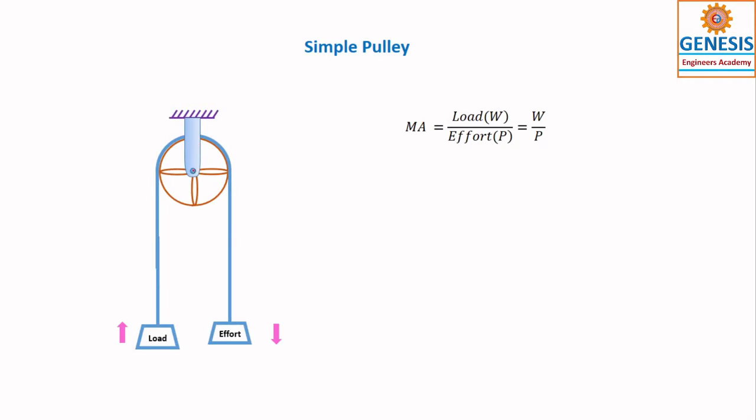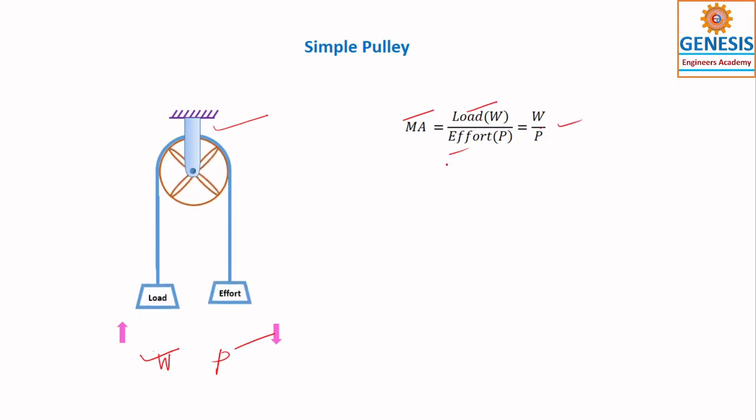So now we'll take a simple pulley which is fixed. This is fixed, and this is the load to be lifted up, and this is the effort the man can apply. So this is the effort, that is P, and this is the load, that is W. So the mechanical advantage is equal to load by effort. Okay, that is no problem.